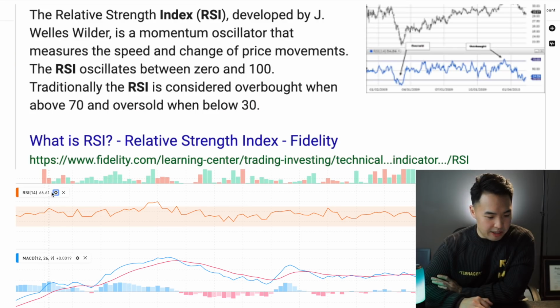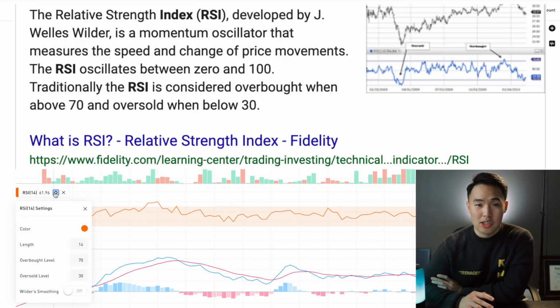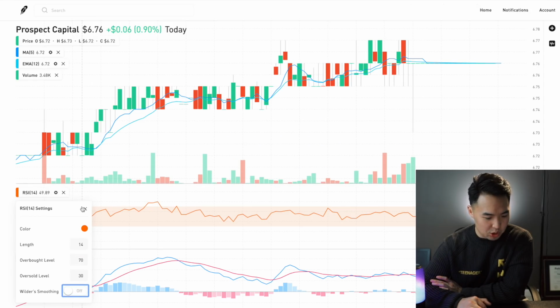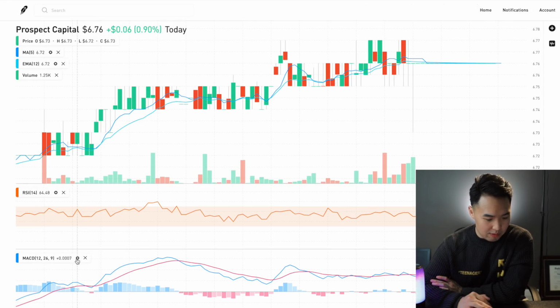The RSI indicator here is a great way to find out if your stock is either oversold or overbought, and you can change the colors, the length, and all this, while they're smoothing. That's interesting. I'm not really sure what that is, but you can use that if you want.